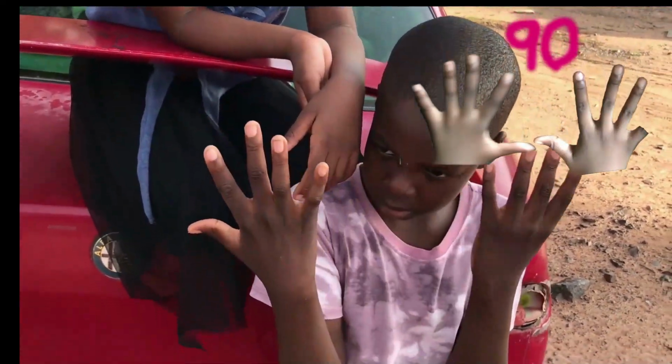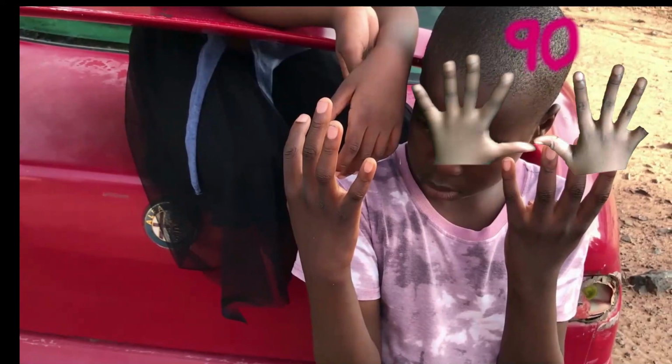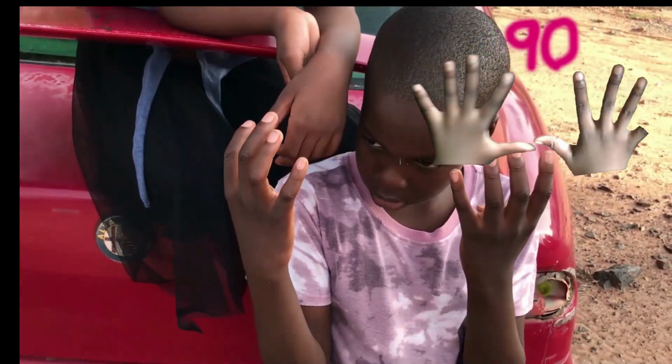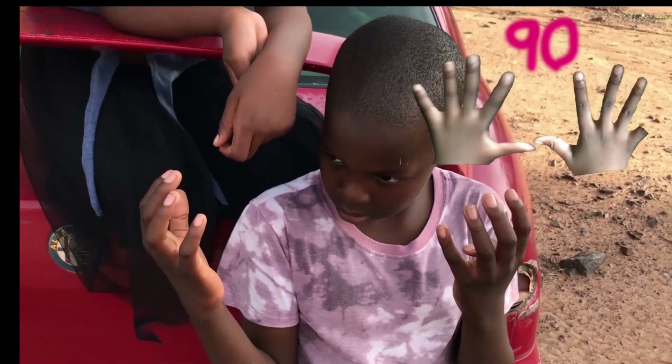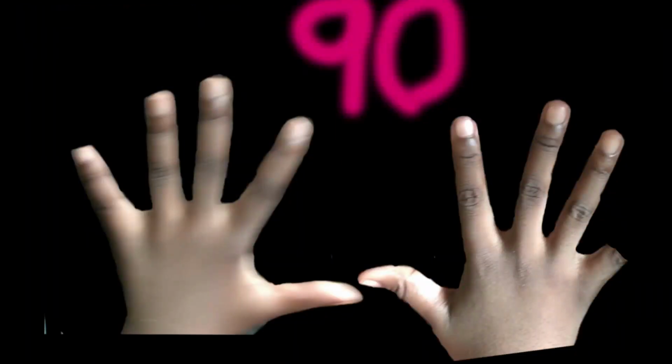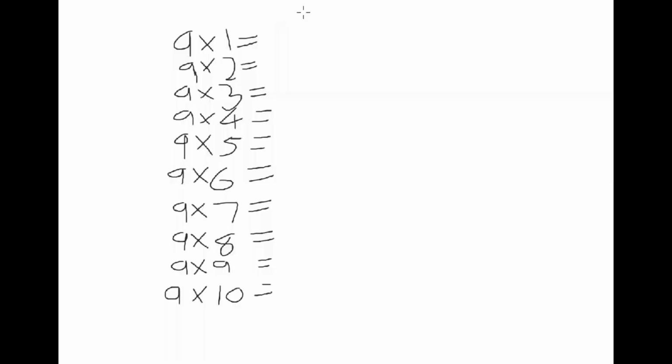I hope this is a very easy method for you and you can try it time and time again, giving you the best of results. But this is not the only method for the 9 times table. The other method goes as follows. First write 9 times 1 to 9 times 10, going down.